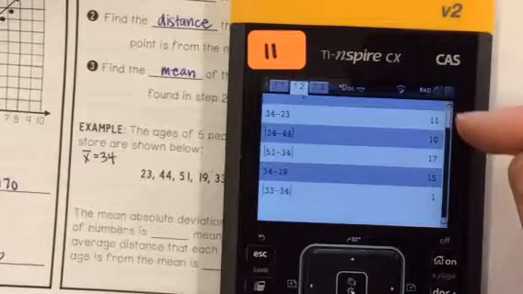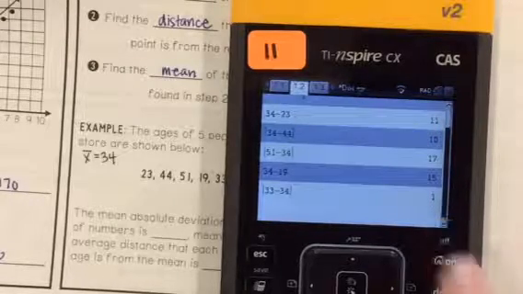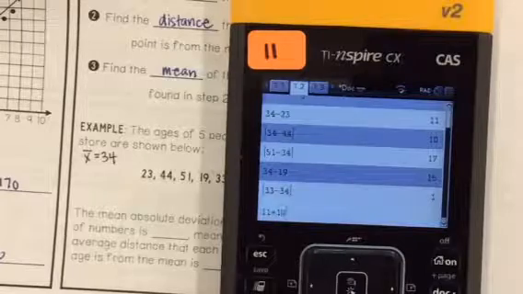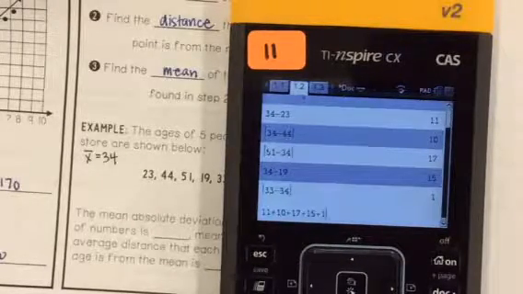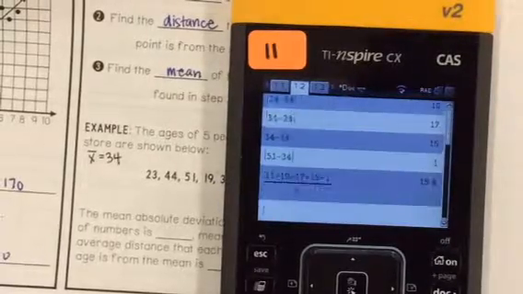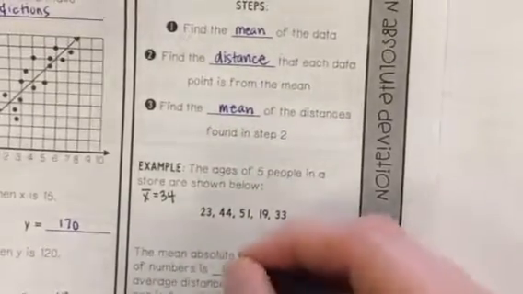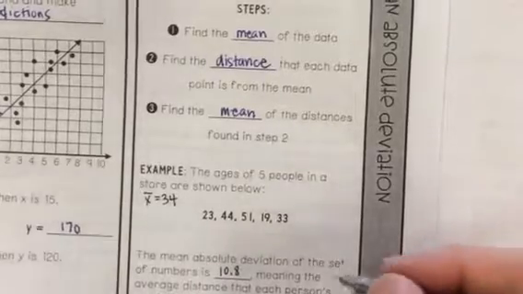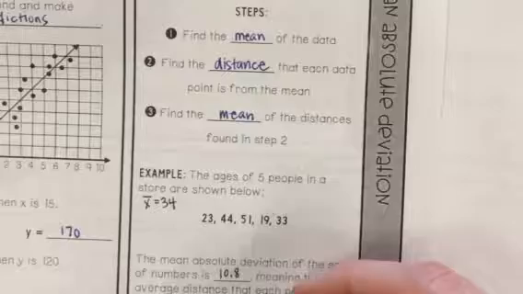All right, so then I've got these 5 subtraction problems. So now I take their mean. So that would be 11 plus 10 plus 17 plus 15 plus 1, and I divide by 5, and I get 10.8. So the mean absolute deviation of this set of numbers is 10.8, which means that the average distance from each person's age to the mean is 10.8.